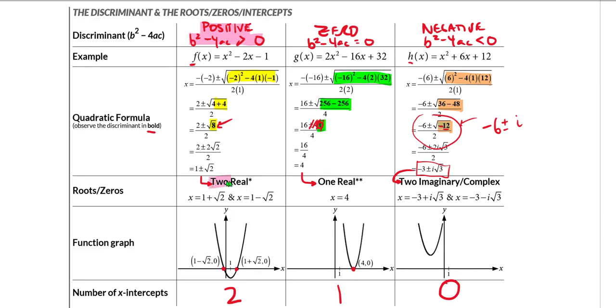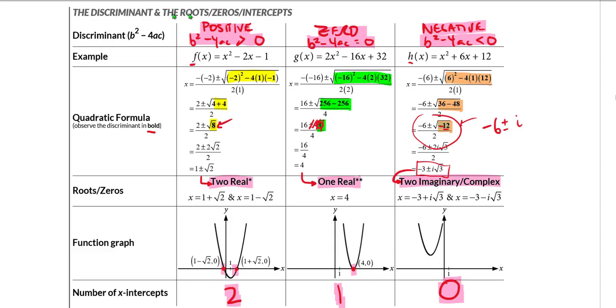The positive discriminant means 2 real roots or zeros, and that means 2 x-intercepts. When we have a 0 discriminant, that means we're going to have 1 real root or 0, and we are going to have 1 intercept, 1 x-intercept. And then when we have a negative discriminant, we have no real roots or zeros. We have 2 imaginary complex zeros. We have a parabola that does not touch the x-axis at all.